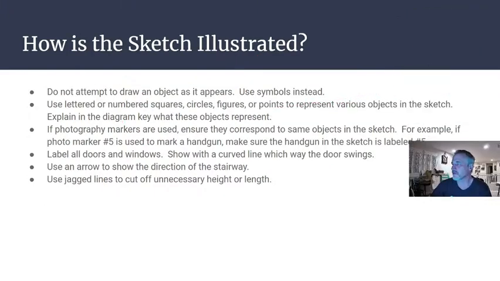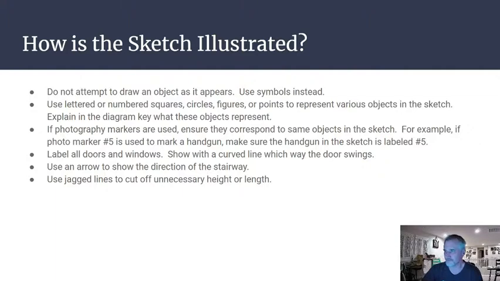All right, let me move myself out of the way again. So how is a sketch illustrated? Do not attempt to draw an object as it appears. Use symbols instead. Now the cool thing is on a lot of the software that they have, now you can basically click on a variety of symbols and make them look a little bit more similar. But don't sit there and try to draw the handgun. Instead, use a symbol. And sometimes it could be as simple as a number or a letter, right?